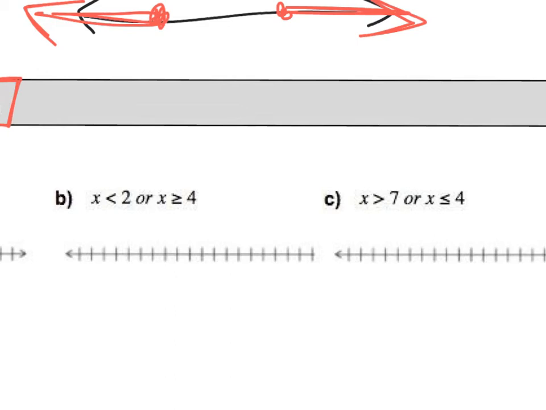All right, let's do another. Now we've got 0, 1, 2, 3, 4, 5. So we've got less than, so an open dot on 2, close dot on 4. x is smaller than 2, or x is bigger than or equal to 4. So again, all the numbers smaller than 2, or all the numbers bigger than or equal to 4. Nothing in between these 2 points.